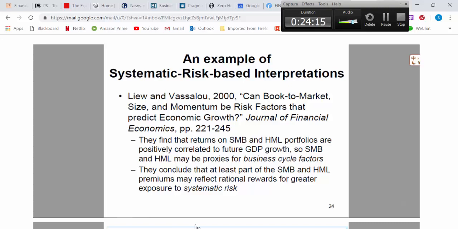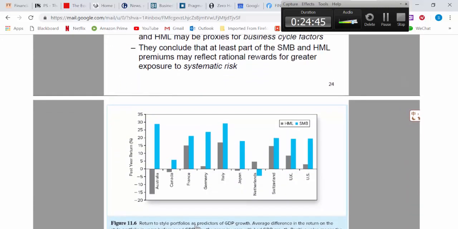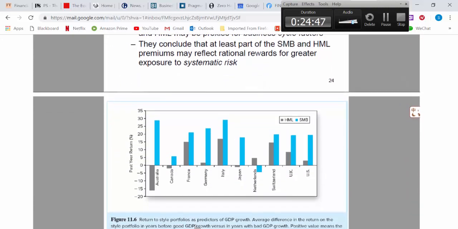Now, if SMB truly outperforms the market, it should be able to do so at all times, whatever the economy is doing. But what they found, at least according to this paper, was that when you look at SMB in a good economy minus SMB in a bad economy, there is a big difference. And this is all these blue bars, except for Australia. All the other ones are positive.